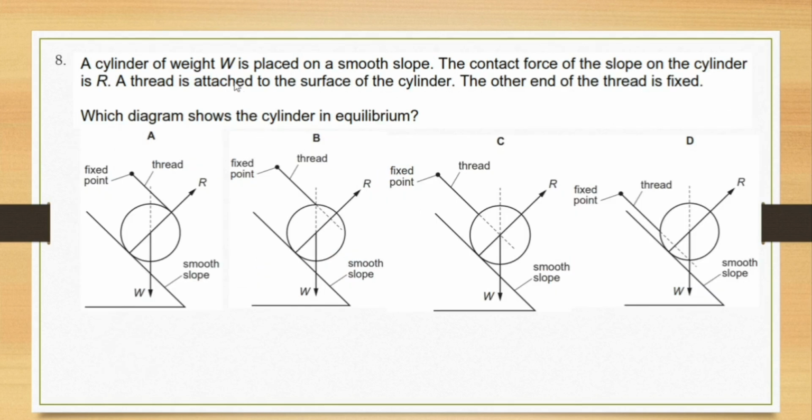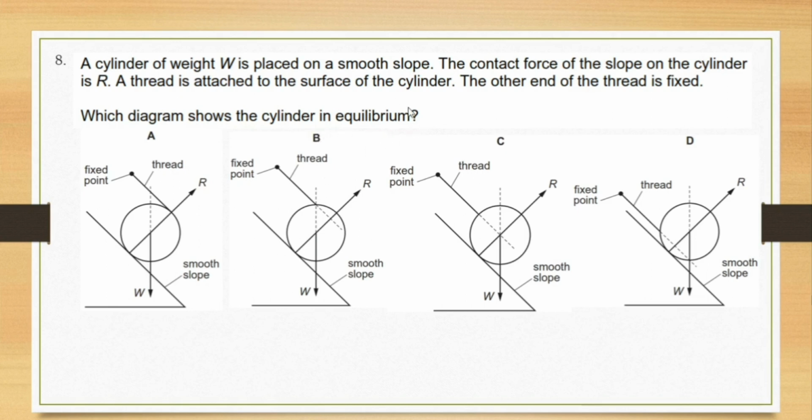Number 8. A cylinder of weight W is placed on a smooth slope. The contact force of the slope on the cylinder is R. A thread is attached to the surface of the cylinder. The other end of the thread is fixed. We want to show which diagram shows the cylinder in equilibrium.